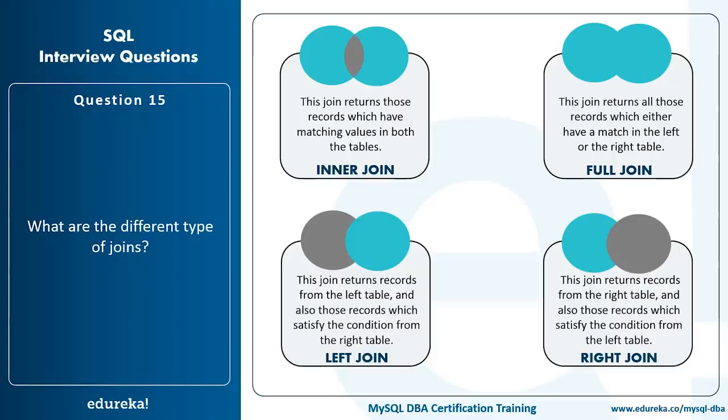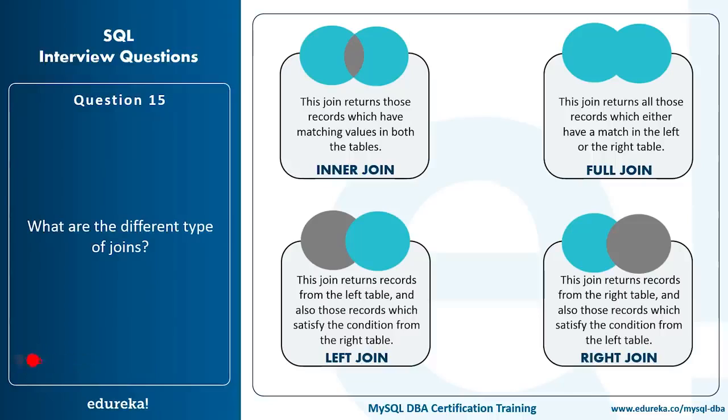The full join returns all those records which have a matching value in either the left or the right table. Whenever you apply a full join on both of these tables, you'll get an output of all those records which have a match in either the left or the right table. The left join returns the records from the left table and also those records which satisfy the condition from the right table. So if you have table A and table B and you apply a left join to both, the output would be all the records from the left table and the records from the right table which satisfy the specified condition.